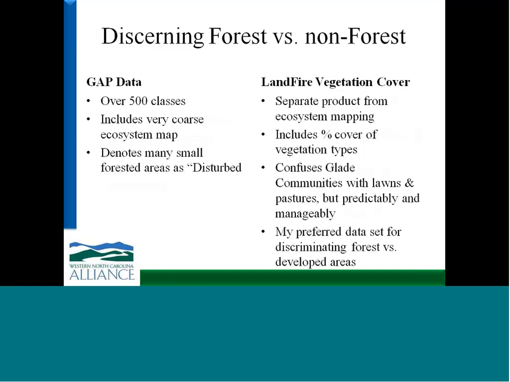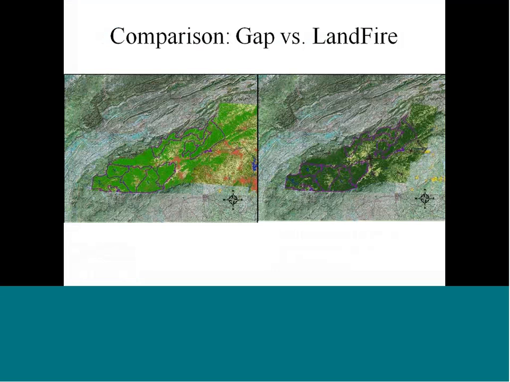I preferred the LANDFIRE because it was much more consistent in the types of errors. A lot of the places where the gap data show recently disturbed areas, LANDFIRE simply shows as areas of lower canopy cover, which seems to be the reality when I look at those areas on aerial photos or when I examine places that I know well. So here's just a broad overview of the two, gap data on the left and LANDFIRE on the right. Gap data is really a pretty map at this scale. They're both pretty.